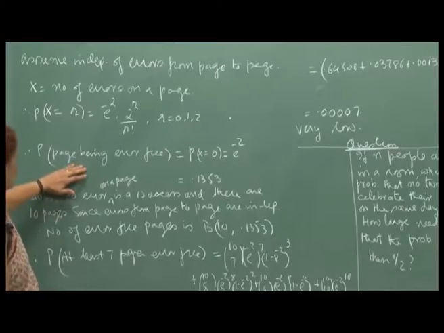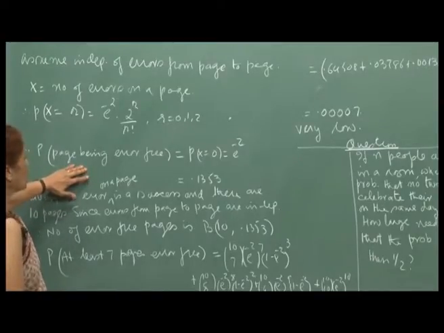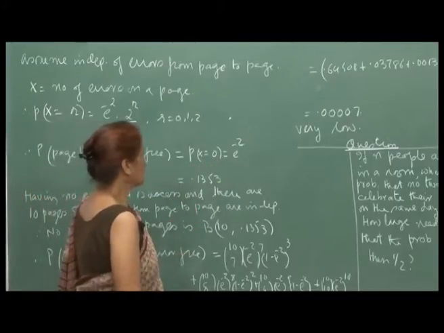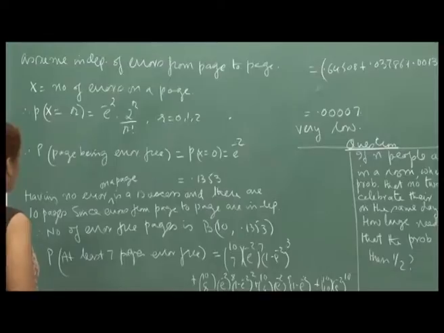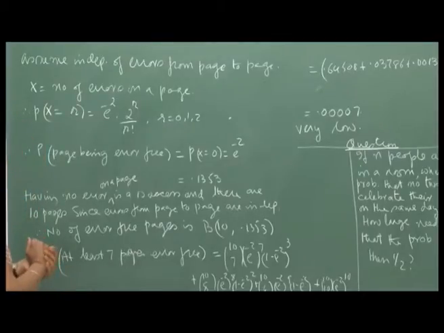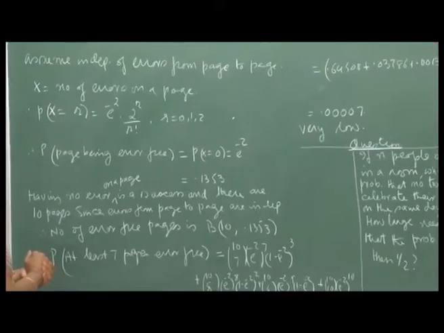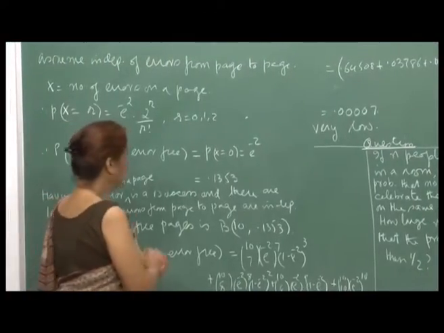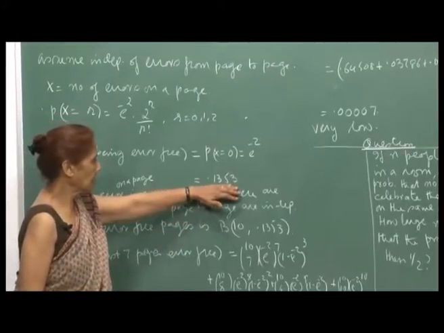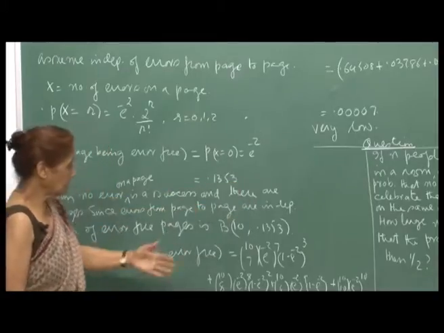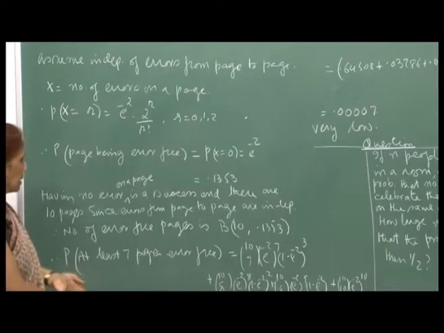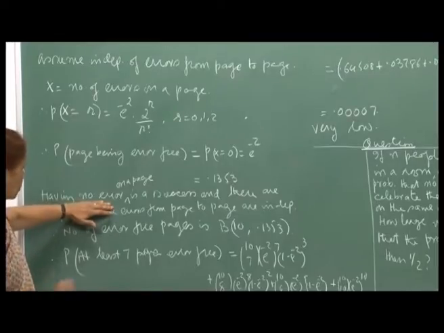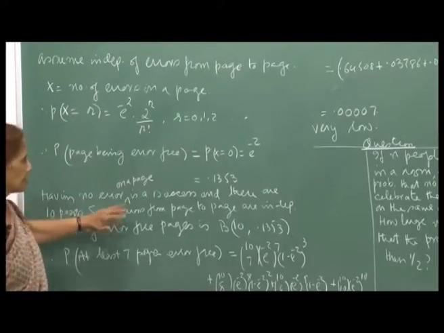Now, if you want the probability that a page is error free, that means there are no errors, so probability of x equal to 0 is equal to e raised to minus 2. Now, you want to find the probability that at least 7 pages are error free. We modeled the situation by a Poisson random variable to find the probability of a page being error free, which I got as 0.1353, equal to e raised to minus 2. But now there is a next step, and that is why the example is very interesting, because now you will make use of the binomial random variable, because having no error on a page is a success. Let us treat that as a success.